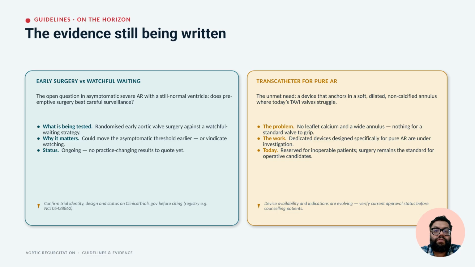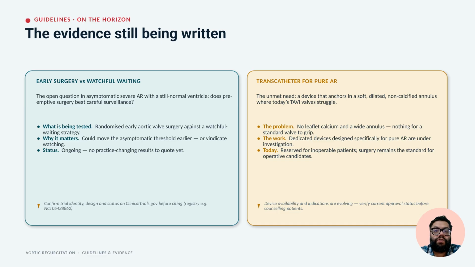2 frontiers are worth flagging so you sound current without overclaiming. The first, on the left, is the central unanswered question of the whole topic. In the asymptomatic patient with severe regurgitation and a still normal ventricle, is it better to operate preemptively or to watch closely and wait for a trigger? Randomized trials comparing early surgery with watchful waiting are addressing exactly this, and the result could shift the asymptomatic threshold earlier or reassure us that surveillance is safe. The honest line for the exam is that this is ongoing and there are no practice changing results to quote yet. So verify the trial's identity and status on the registry before you cite it.